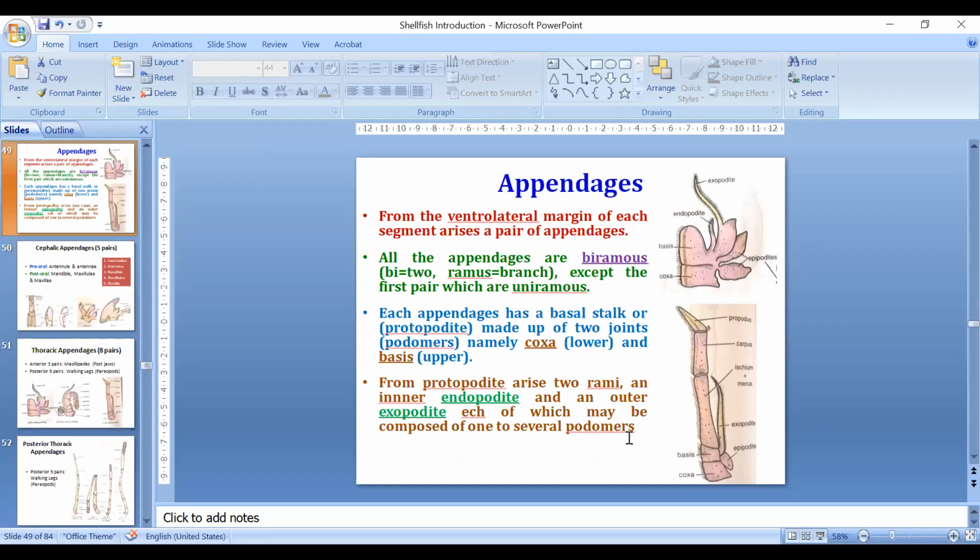Okay, so first, as I have told, each segment bears a pair of appendages, means 19 segments in the prawn, so there are 19 pairs of appendages. So from the ventrolateral margin of each segment, from both sides of the prawn, one appendage comes out from each side of a segment of the body.